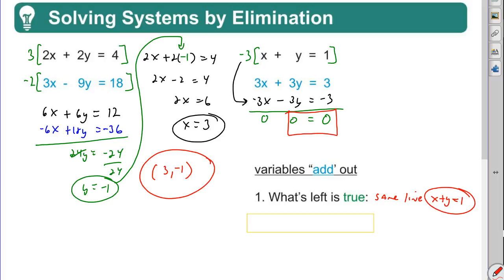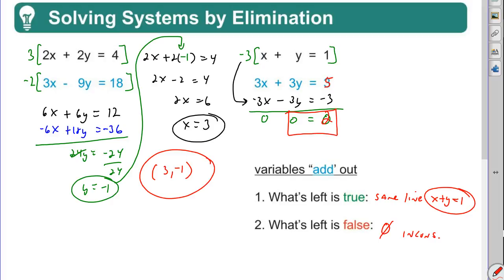They're the same line. Well, what if you did the exact same thing and you ended up with like 0 equals 2? And that could have easily happened if this were a 5, right? Then we would have had 0 equals 2, which would be false, and we would say then no solution, right? This is an inconsistent system.